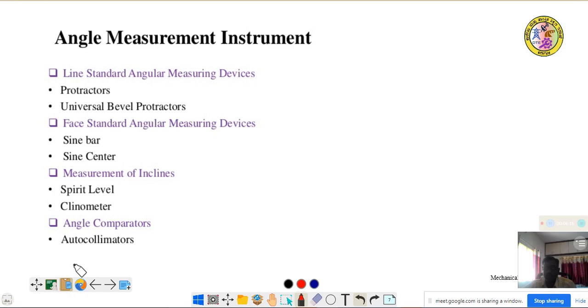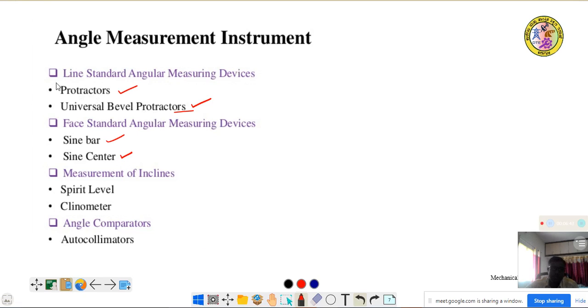Next, how to measure the angles? What are the instruments available for measuring angles? Line standard angular measuring devices: protractors, which you have seen right from high school level. At the technical level, you measure using universal bevel protractors. This is for your syllabus and we are going to study this. Next is face standard angular measuring devices: sine bar and sine center.